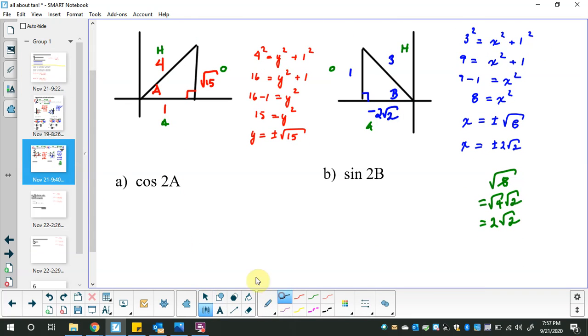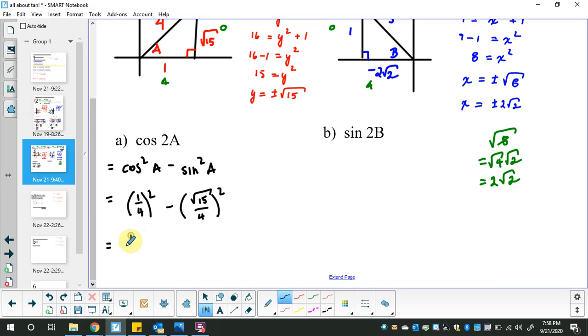So my choice is cos squared A minus sine squared A. I'm all about picture A. So first of all, cos A is adjacent over hypotenuse, and it needs to be squared, minus sine A is opposite over hypotenuse, squared, 1 squared, 4 squared, root 15 squared, 4 squared.